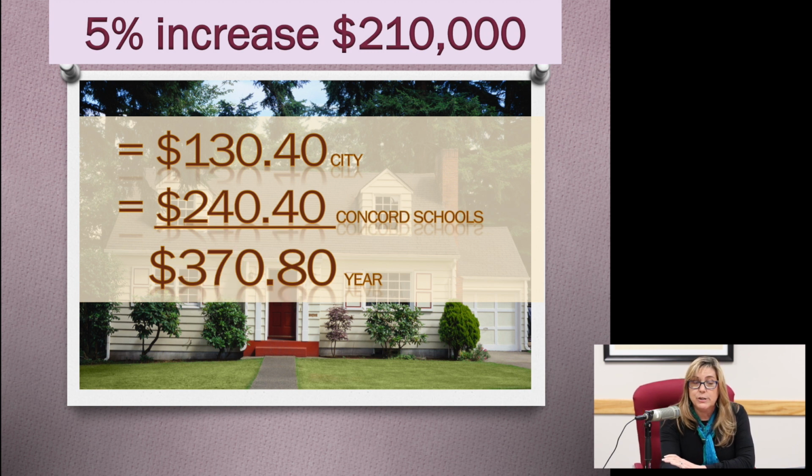And then for Concord, $130.40, that's the city increase. And then the school district is $240.40. So you wind up with an increase of $370.80. Now, again, that's only on a house that is worth $210,000 in the city. And that went from a 5% increase from 2016 to 2017. So a lot of numbers to take into consideration here.